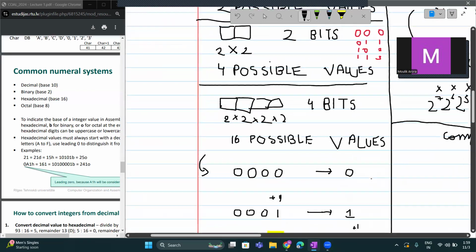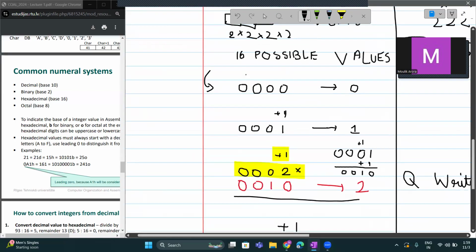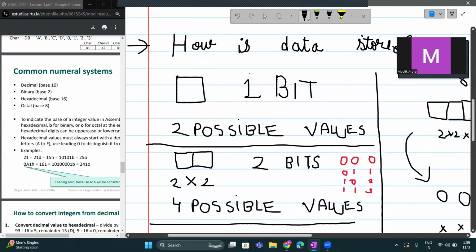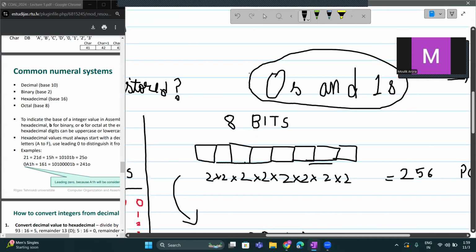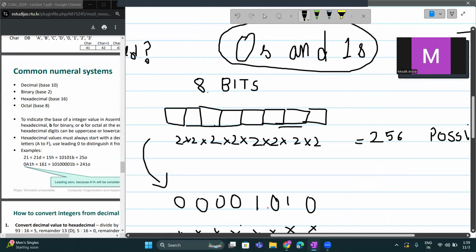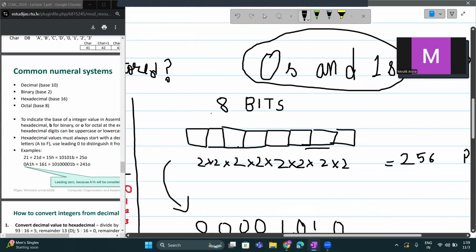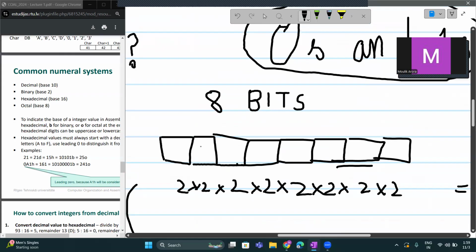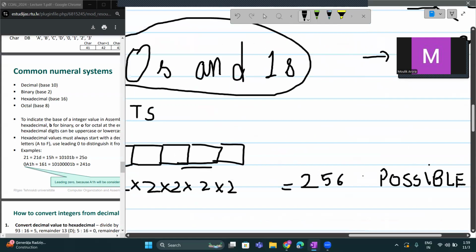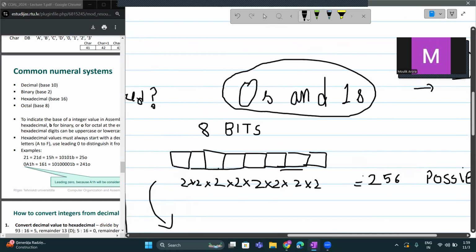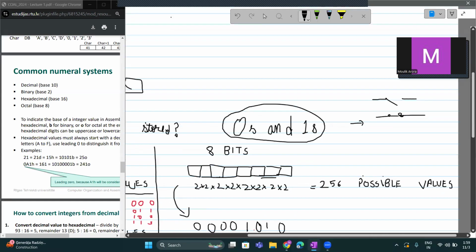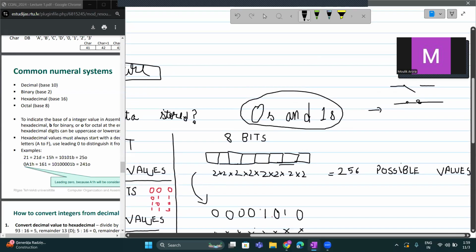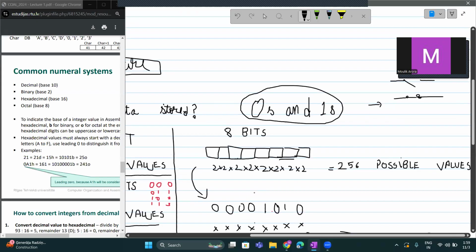But 16 possible values is still not enough. We perform so many complex calculations in this age. So we move on to 8 bits. Instead of 4, now we have 8 bits, and there are 256 possible values. Now we can use this somewhere at least. When we try to represent something, we represent it like this.